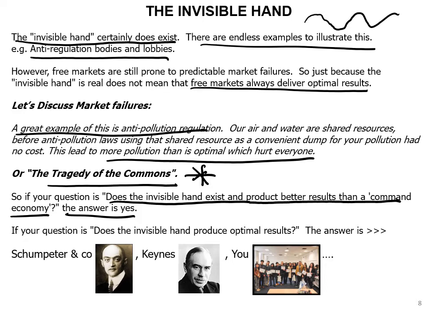You can look at what's happened to free economies compared to all the command economies in the world. The difference is clear. It's very glaring. But does the invisible hand always produce optimal results? Now this is the area of contention. Does the invisible hand produce optimal results?